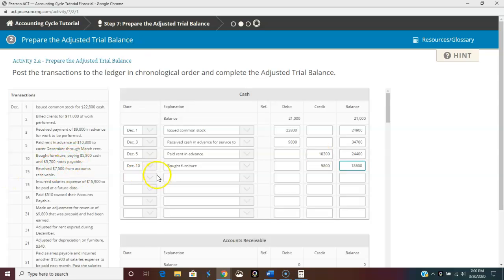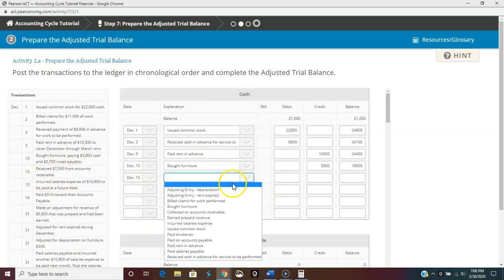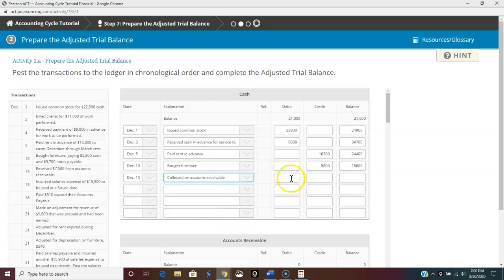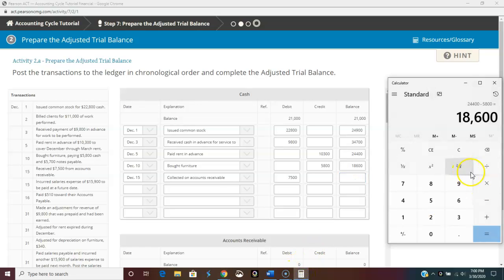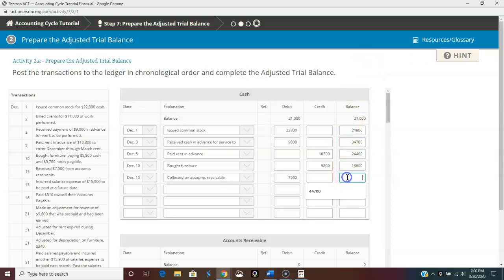Okay, on the 15th, received 7,500 from accounts receivable. So you get collected on accounts receivable. And if you didn't have those right, it gives you grief about it. So it's 7,500. So we're going to add that and get 26.1.